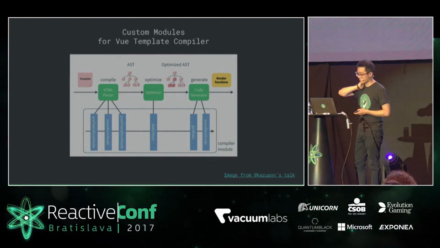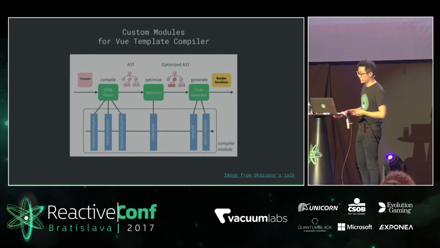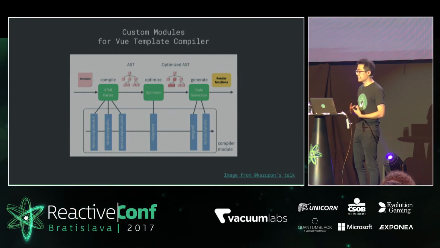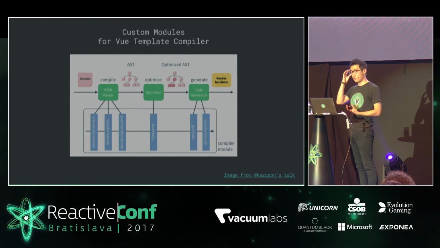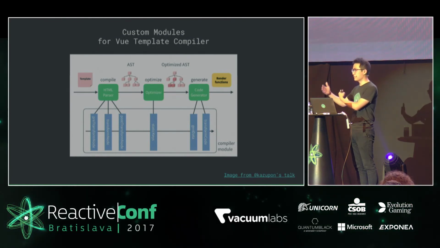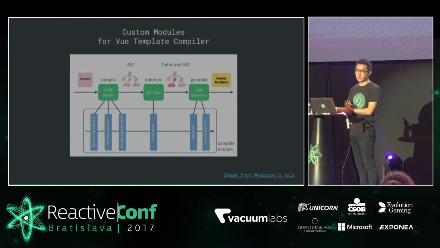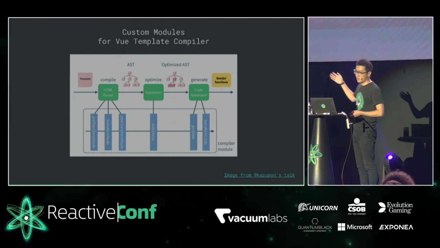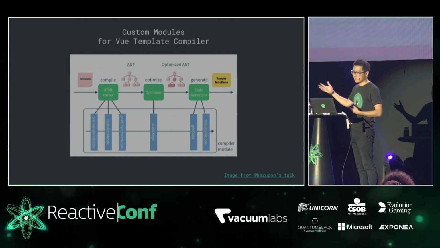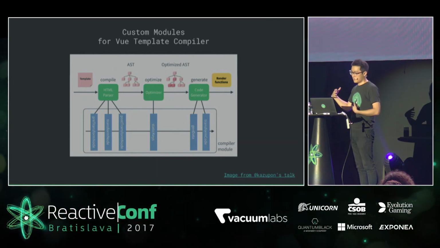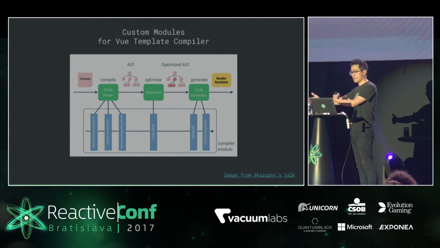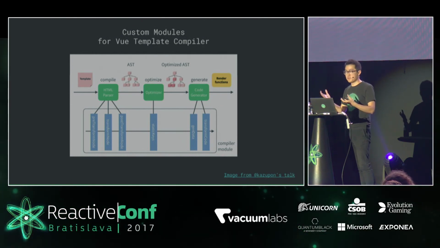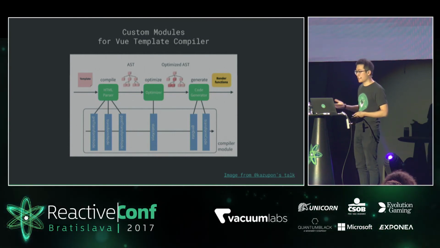And finally, we have something called custom modules for the Vue template compiler. So this is a pretty advanced feature, but if you want to, you can actually hook into the compilation phase of the Vue template compiler. And you can provide custom modules, and each module can transform the template AST. It can also do post transforms, like completely rewrite the generated code. You get a lot of flexibility in this architecture.